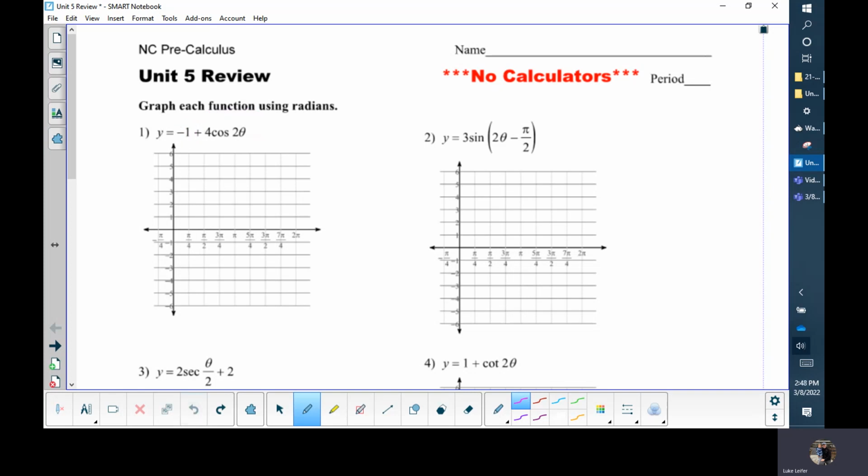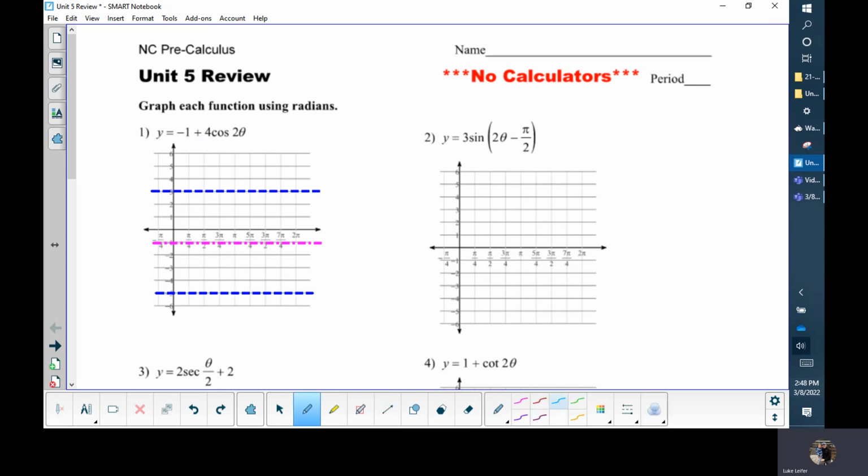So I always start off with my center line. So down 1. Okay, from there I do my amplitudes, 4. So I'm going to go up 4, down 4. 1, 2, 3, 4. Down, 1, 2, 3, 4. Make sure it's visually centered.